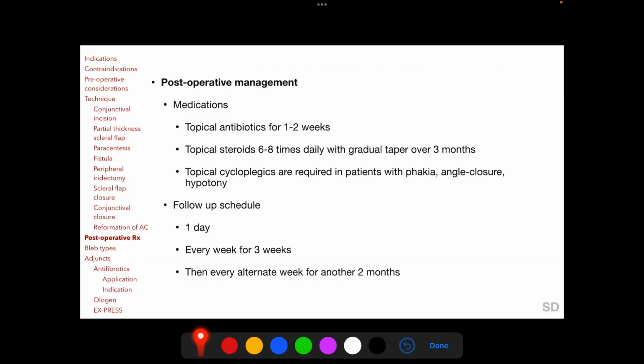Following surgery, topical antibiotics are advised for 1 to 2 weeks and topical steroids are advised 6 to 8 times daily with a gradual taper over the next 3 months. Topical cycloplegics are required in patients with crystalline lens angle closure glaucoma and in patients having hypotony post-operatively. The patient should be checked one day following surgery, following which the patient is reviewed every week for the next 3 weeks and then every alternate week for another 2 months.